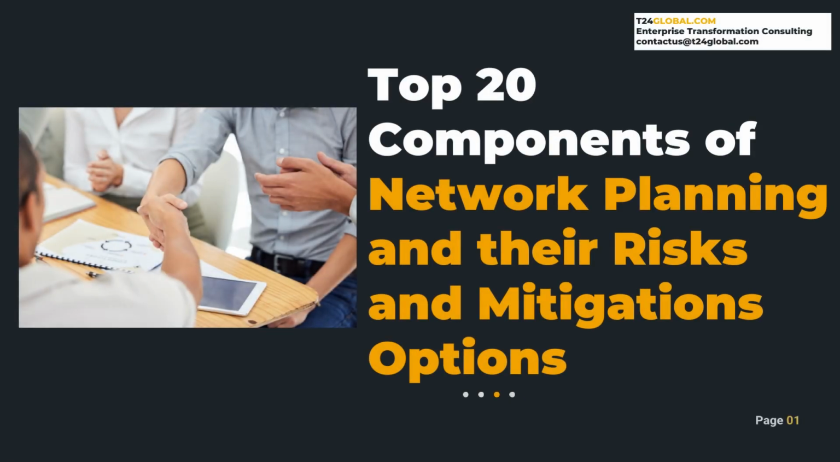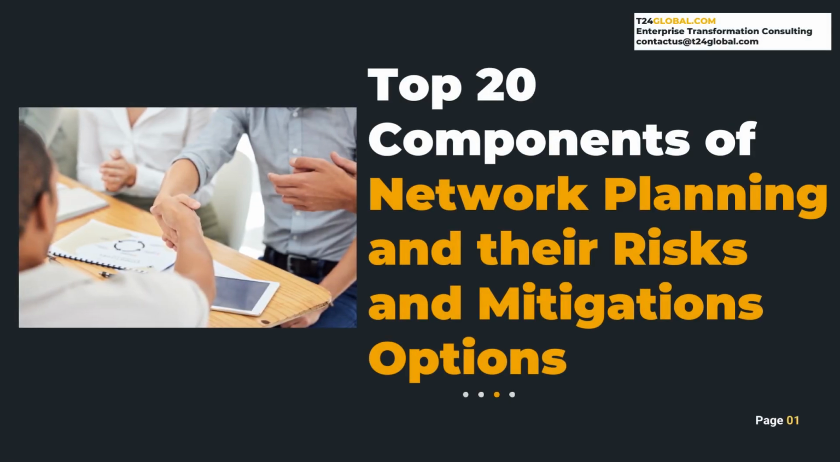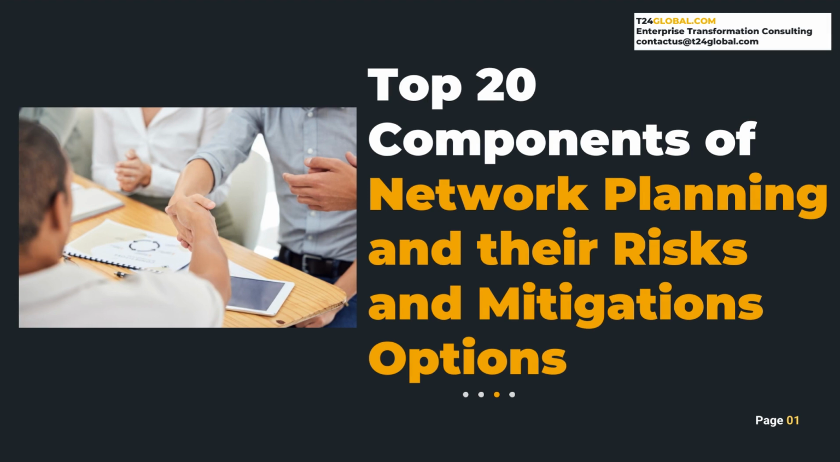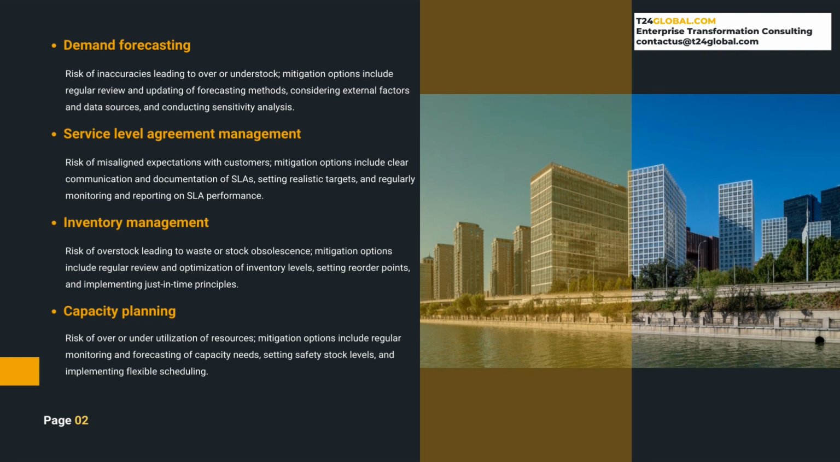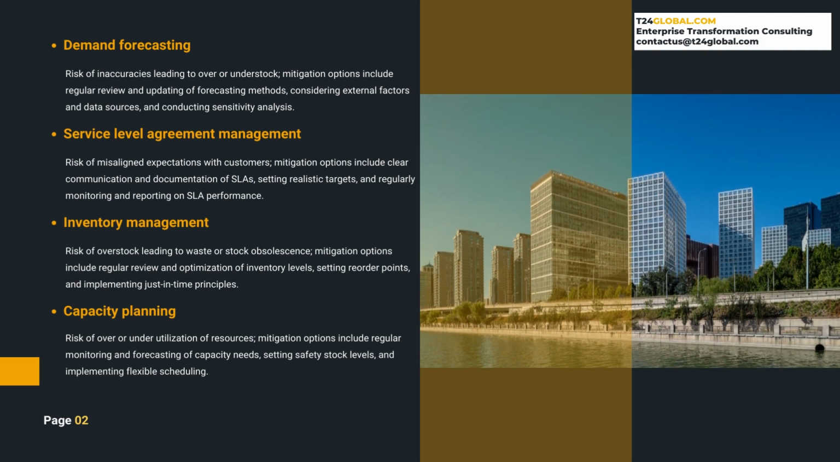Let's discuss the key components of network planning and their risks and mitigations. 1. Demand forecasting. This involves predicting future demand for products or services. Inaccuracies in demand forecasting can lead to over or understocking, which can have significant financial implications for the business.